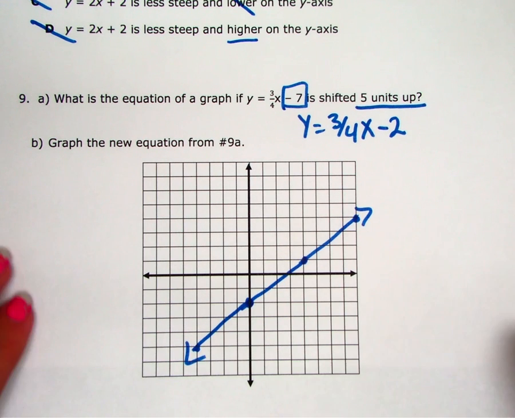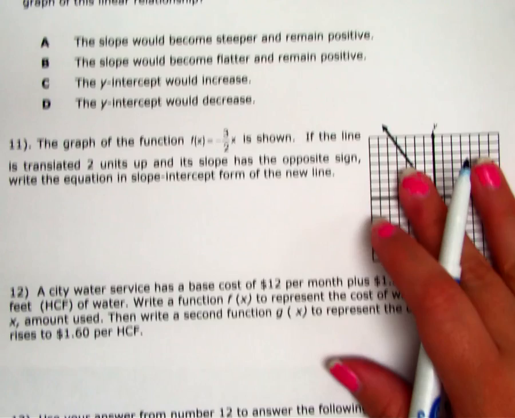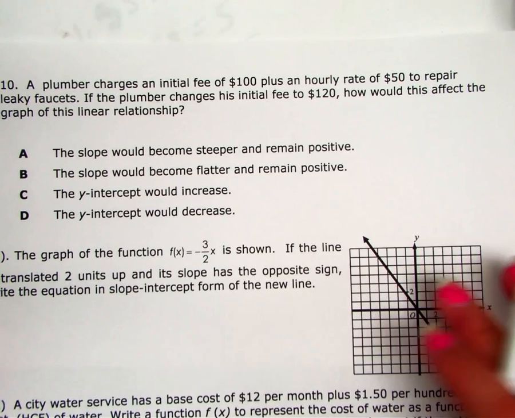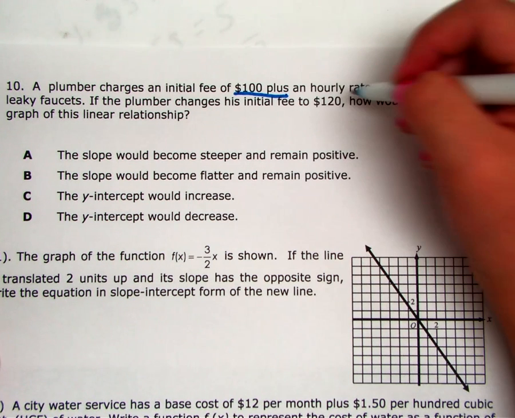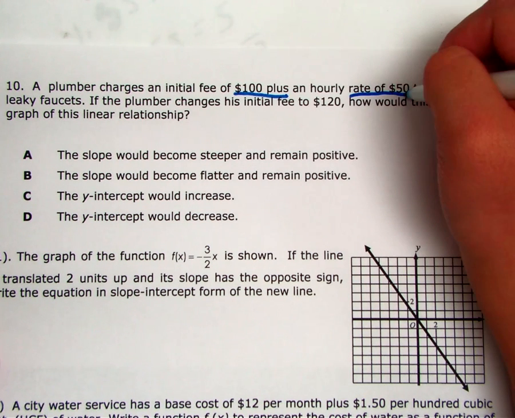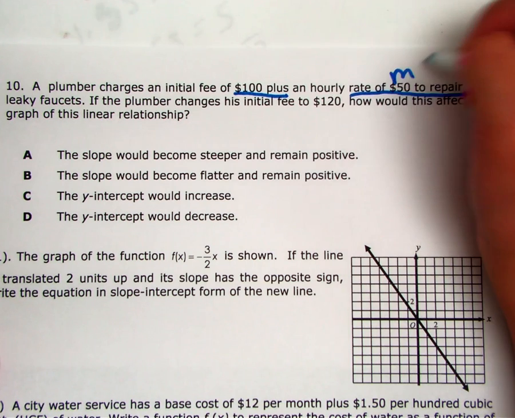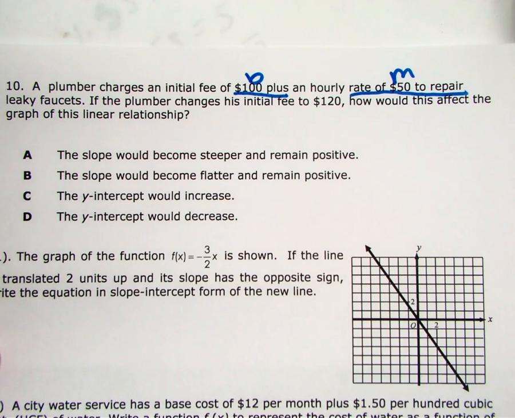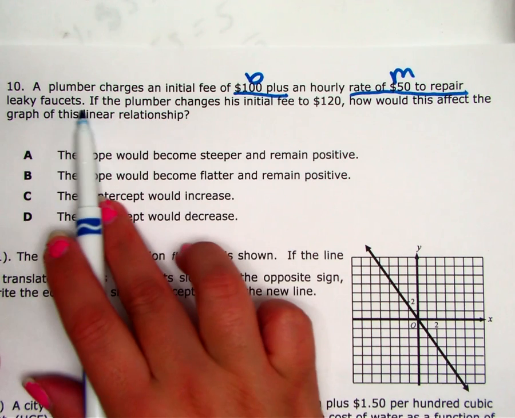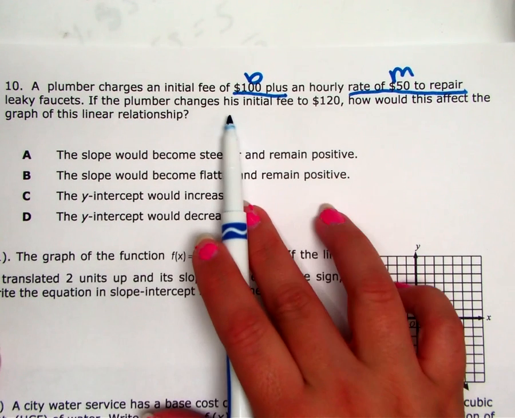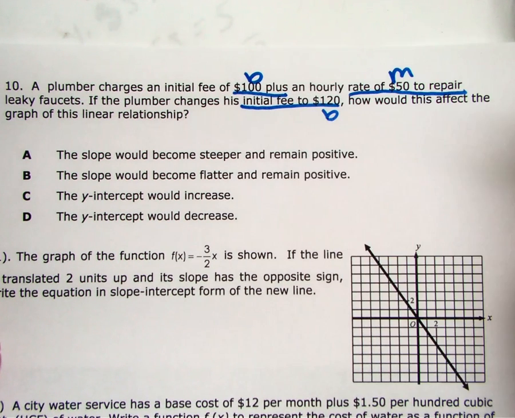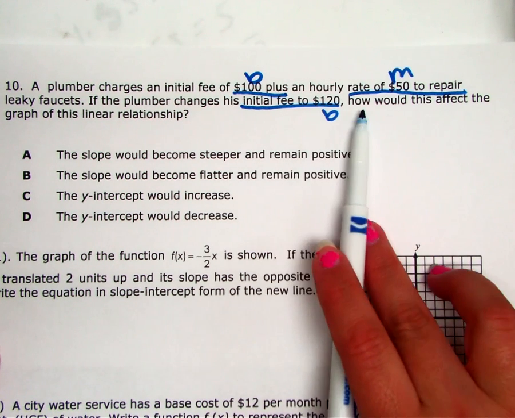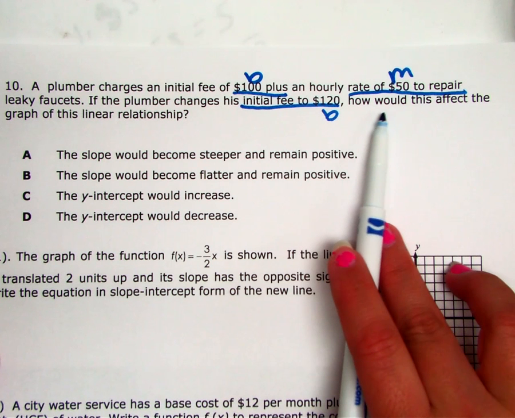Alright. Almost done. Number 10. A plumber charges an initial fee of $100 plus an hourly rate of $50 to repair leaky faucets. Well, we know that's going to be our slope, and that's our y-intercept. If the plumber changes his initial fee, initial meaning our y-intercept, to $120, how would this affect the graph of the linear relationship?